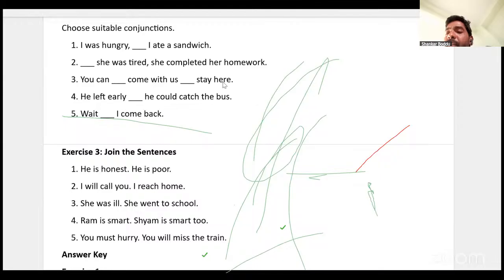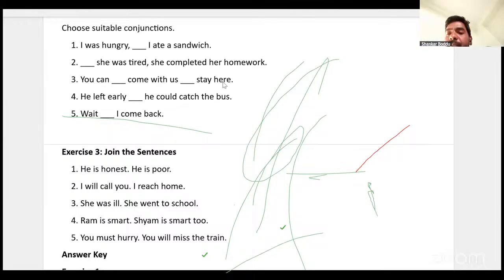He is rich, but he is not happy. It's not necessary that you should be happy if you're rich. Sometimes, even if you're not rich, you may be happy. It depends on your mindset. Okay, next sentence.